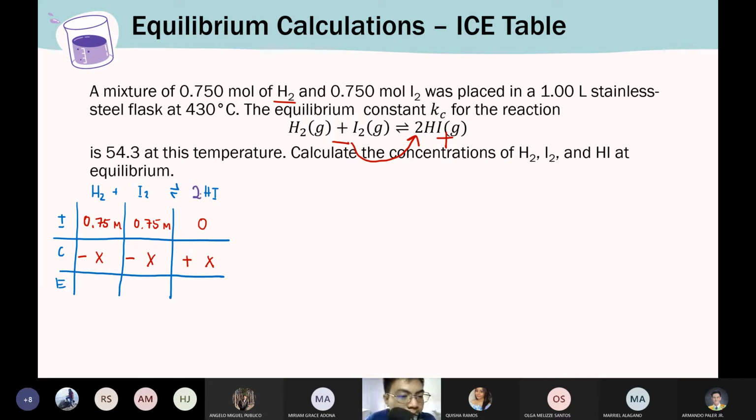Okay? So, 2x, positive 2x. Okay? And then, ano susunod? Yung equilibrium. So, 0.75 minus x, 0.75 minus x, and this one will be just 2x.